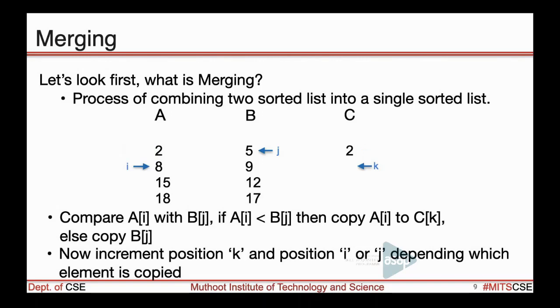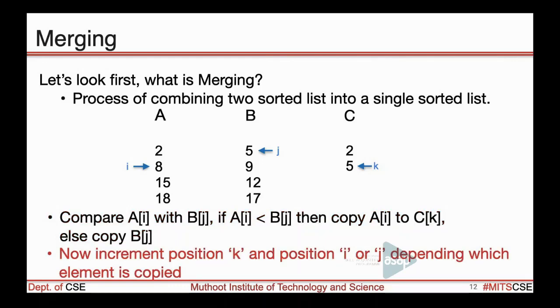Again, I need to do the same merging process. Compare A[i] with B[j] and do the same process. So which items am I comparing now? 8 and 5. When I check whether A[i] is less than B[j], that is, is 8 less than 5? No, right? So then what should I do? Copy B[j], which means that 5 is copied to C. 5 is copied.